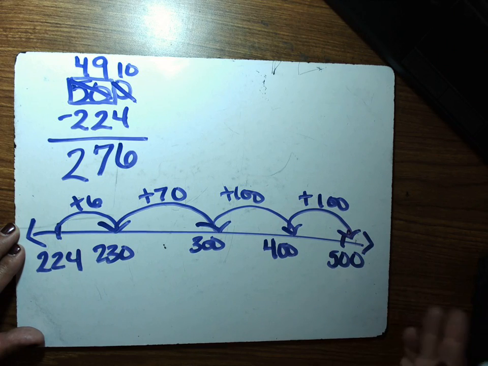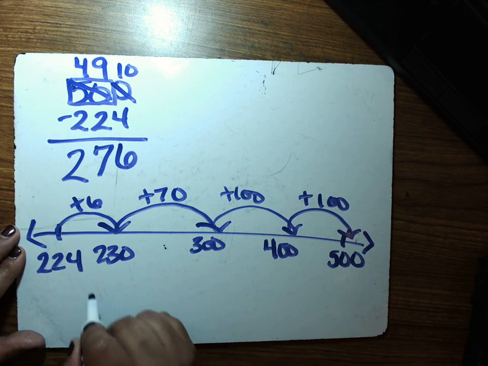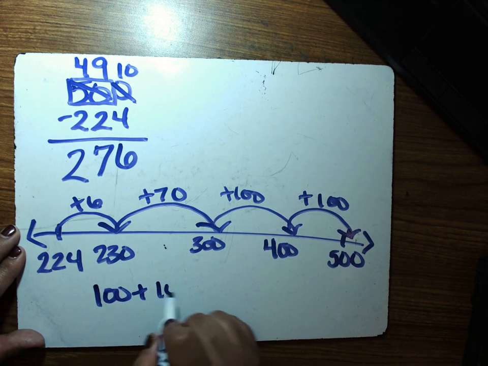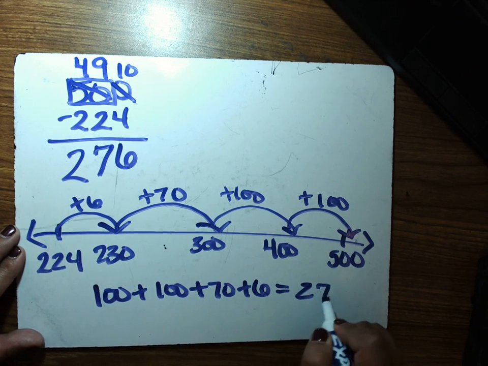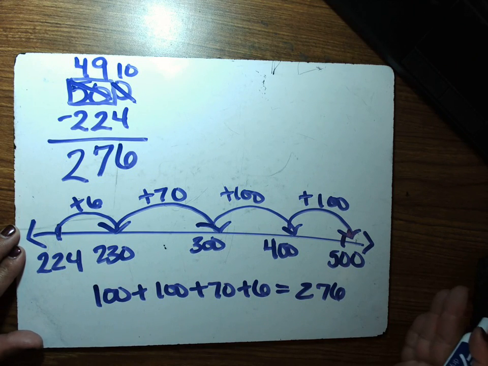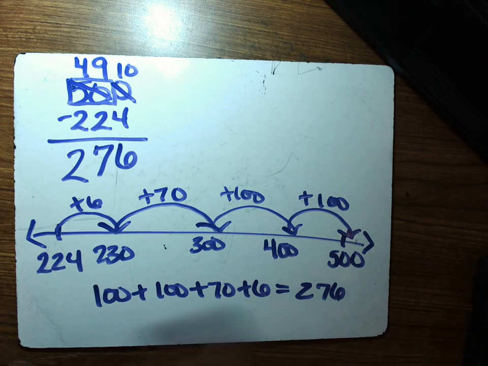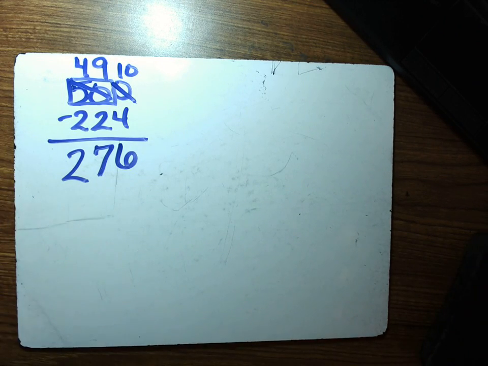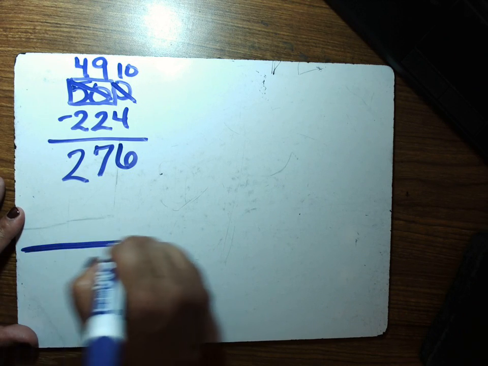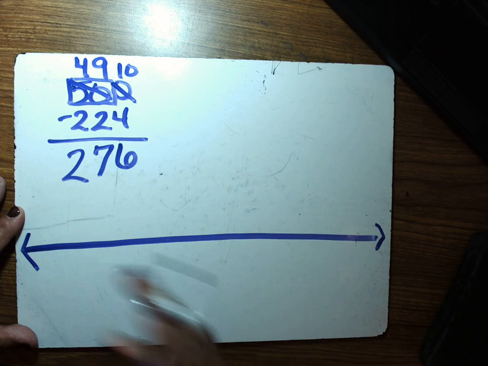Normally what I would try to do is make the 100 jumps bigger than all the other ones. So I have 100 plus 100 plus 70 plus 6 equals 276 spaces I moved up to find the difference between 500 and 224. So now we're going to subtract on the number line to see how you can do that and know how to go backwards.